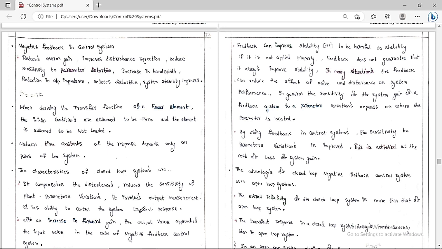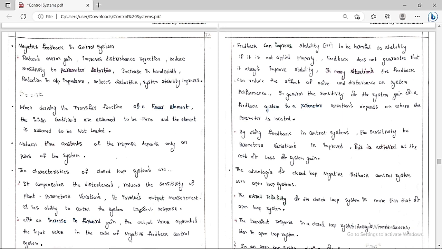Feedback can improve the stability, but it can also decrease the stability if you do not apply it properly. If you use a negative feedback system, the noise is going to get reduced and the disturbance is also going to get reduced. The sensitivity of the system depends on where the parameter is located. In a negative feedback system, the parameter variations of H(s) have more effect when compared to the parameter variations of G(s). So feedback can improve stability or be harmful to stability if it is not applied properly.